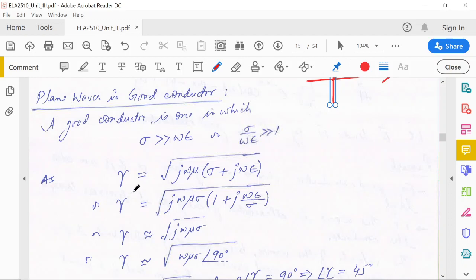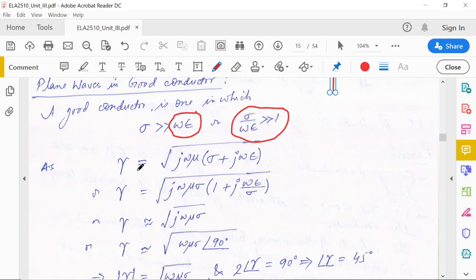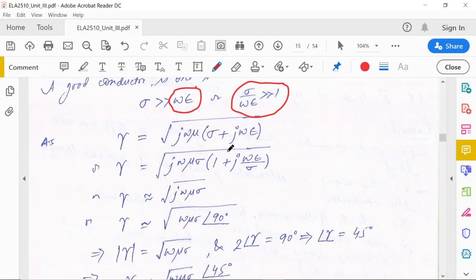Now next is the plane wave in a good conductor. So what is a good conductor? When this factor is much greater than 1, we consider it a good conductor, that is, the conductivity sigma is much higher than this factor. In that case, the propagation constant is the square root of j omega mu sigma plus j omega epsilon. Now you can approximate this value to be small, because this ratio is more than 1, so its inverse is less than 1. This will lead to 1.